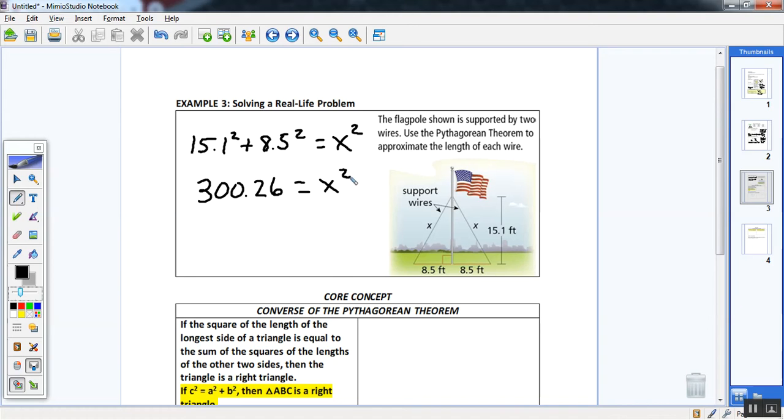Okay, what is the square root of 300.26, kids? 17.3-ish? Yeah. And since this was a word problem with a diagram, we probably better label it as 17.3 feet. I agree, 17.3 feet.